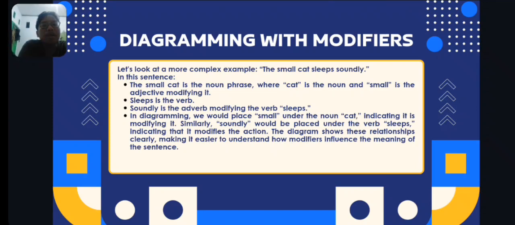In diagramming, we place small under the noun cat, indicating it is modifying it. Similarly, soundly would be placed under the verb sleeps, indicating that it modifies the action. The diagram shows this relationship clearly, making it easier to understand how modifiers influence the meaning of the sentence.